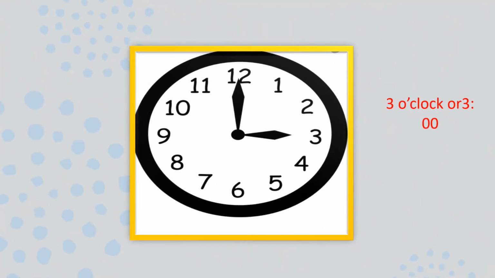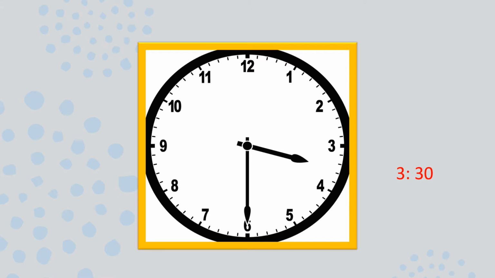Reading the time. A clock has two hands. The long hand is called the minute hand and the short hand is called the hour hand. When the minute hand is at 12 and the hour hand is at any number, we read the time as o'clock time. In the given clock, the hour hand is at 3 and the minute hand is at 12. So we read the time as 3 o'clock.